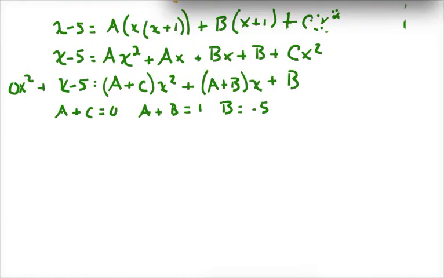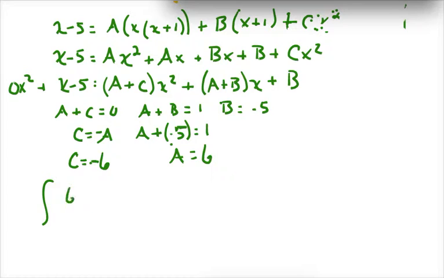A plus B, since B is equal to negative 5: A plus negative 5 is equal to 1. So A is equal to 6. A plus C is equal to 0 is the same thing as saying C is equal to negative A. And we know that A is 6, so C is equal to negative 6.